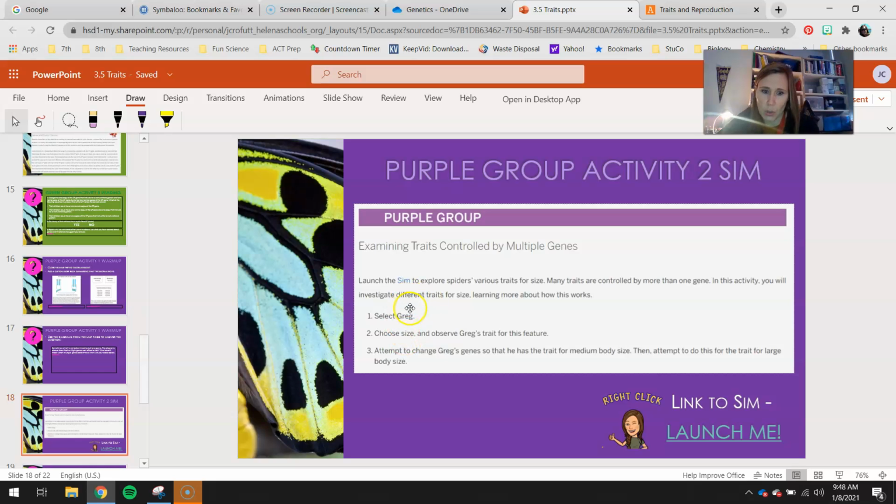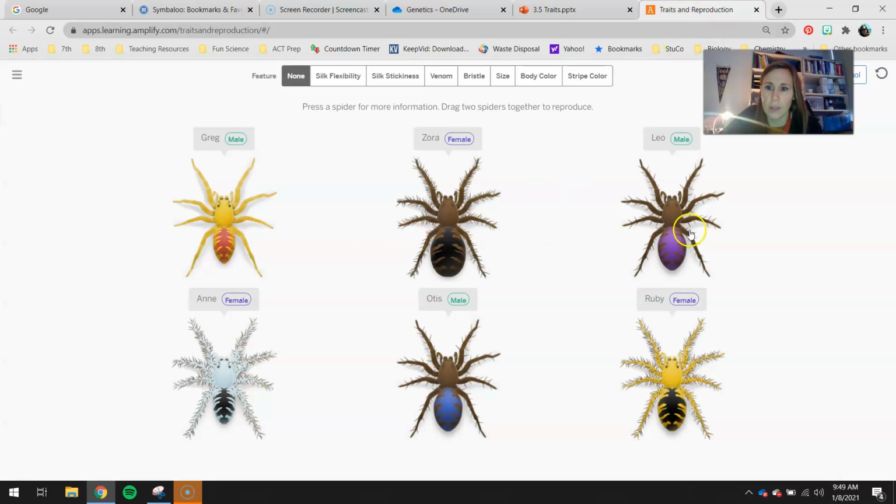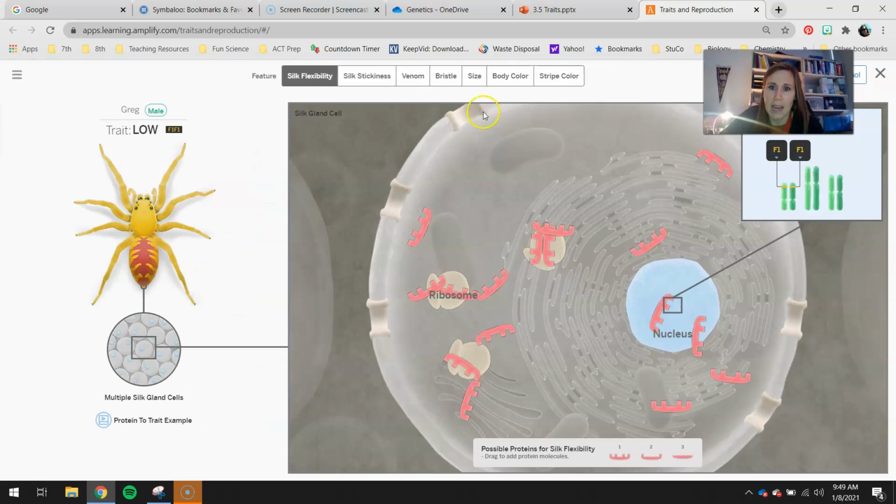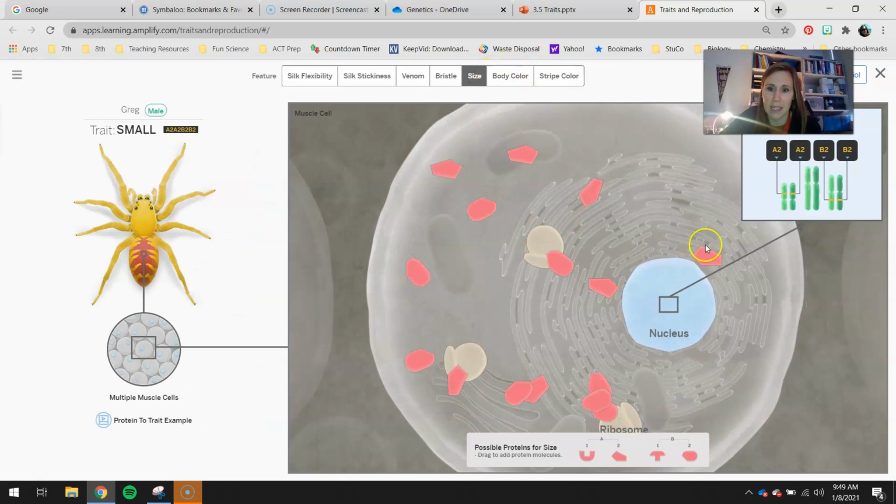Okay, so you're going to select Greg, choose size, and observe Greg's trait. So up until this point, we've kind of avoided looking at body size because obviously that was meant for you guys in the Purple Group who are looking at multiple genes and how they might affect a trait. So let's go ahead, choose Greg, and let's go ahead and change him to body size right here.